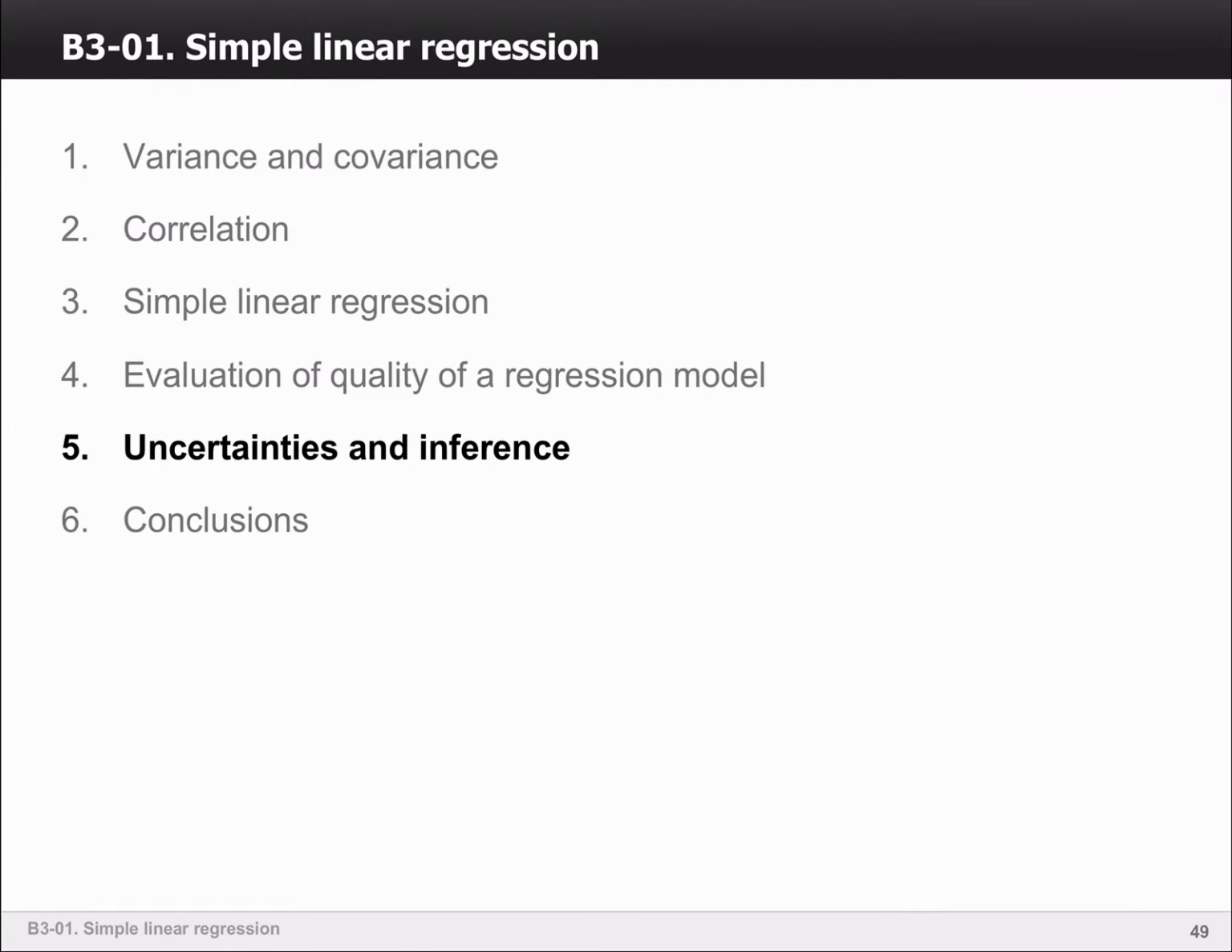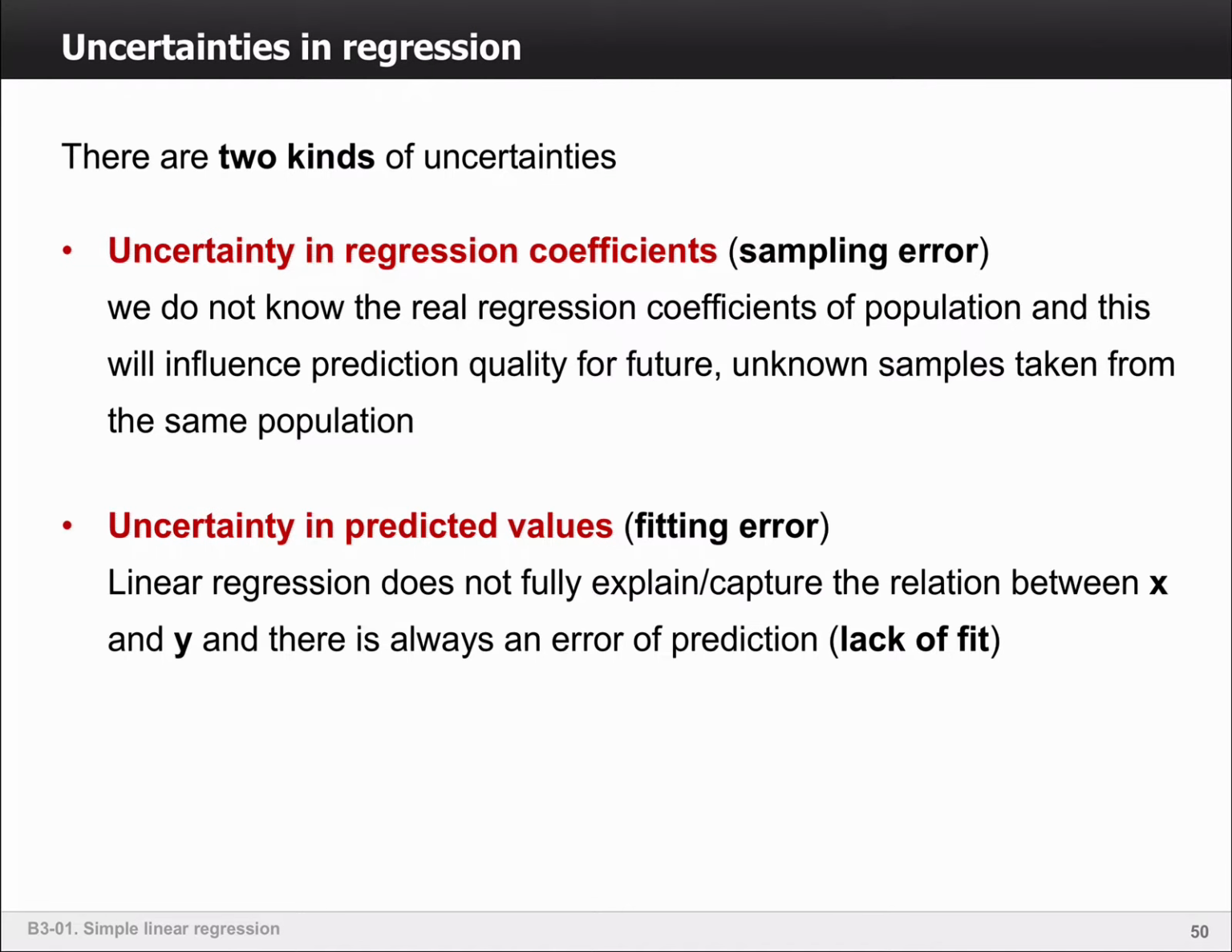And then finally, let's talk about some uncertainties. We already know the uncertainty that is caused by standard error, the difference between the real y values and the predicted y values, but actually we have more sources of uncertainty here. Let's discuss them. Okay. Well, actually we have two kinds of uncertainties.